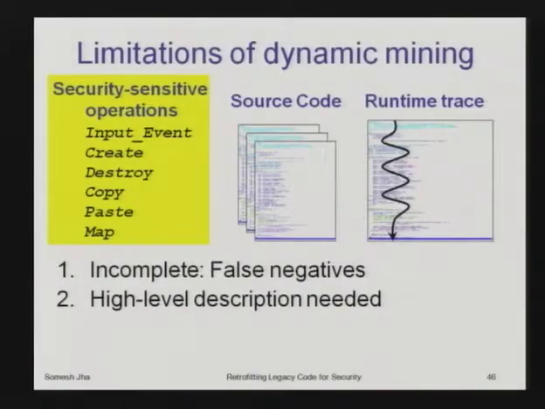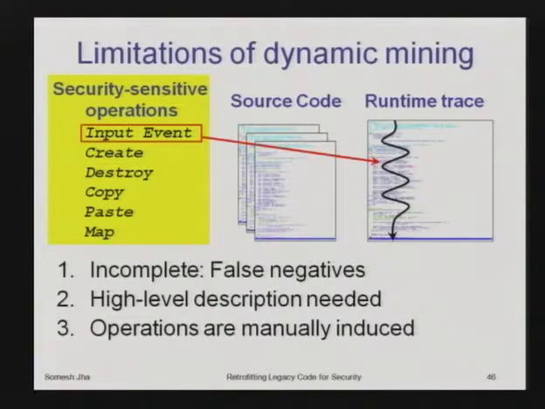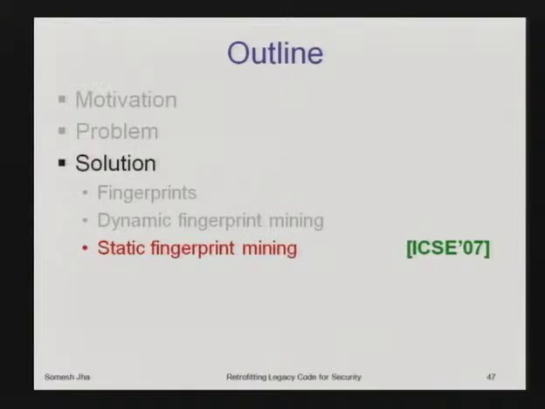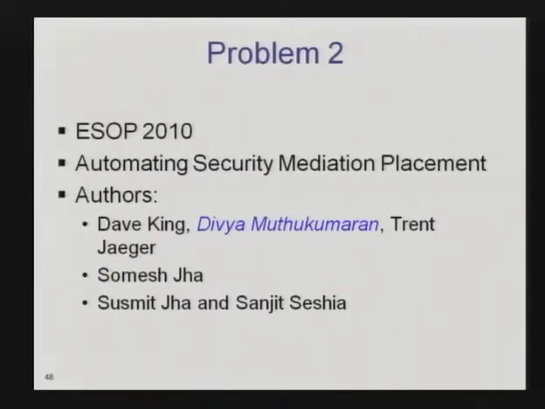Okay, as we know, all dynamic techniques have this problem: there's a false negative problem. If you haven't seen a path before, you're not going to exercise it. Remember, there's also a high-level description needed, that table that I talked about, and the operations have to be manually induced in the server. We fixed that, and we had a static fingerprint mining technique that was in ICSE 07, which I'm not going to talk about. I'm now going to move to problem 2 of putting mediation statements in Java.